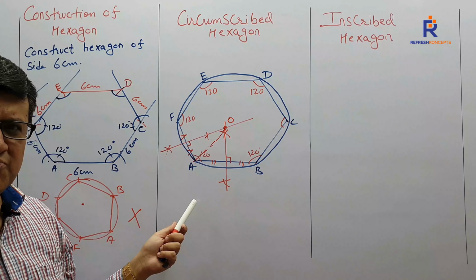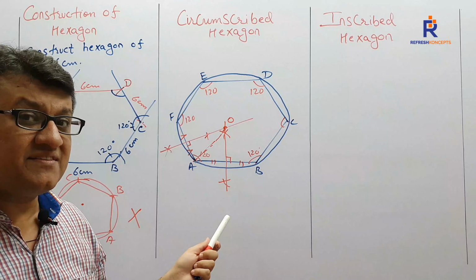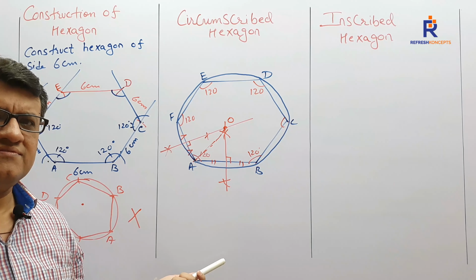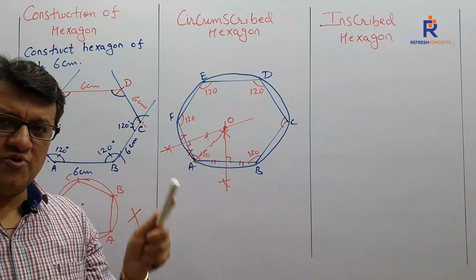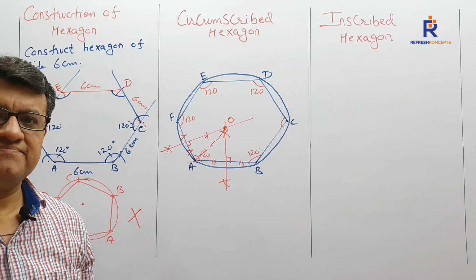Sir, it's more or less the same as what we have done, the circumcircle for a triangle. Yes, children. Circum, covering all the vertices, passing through all the vertices, has the same concept.